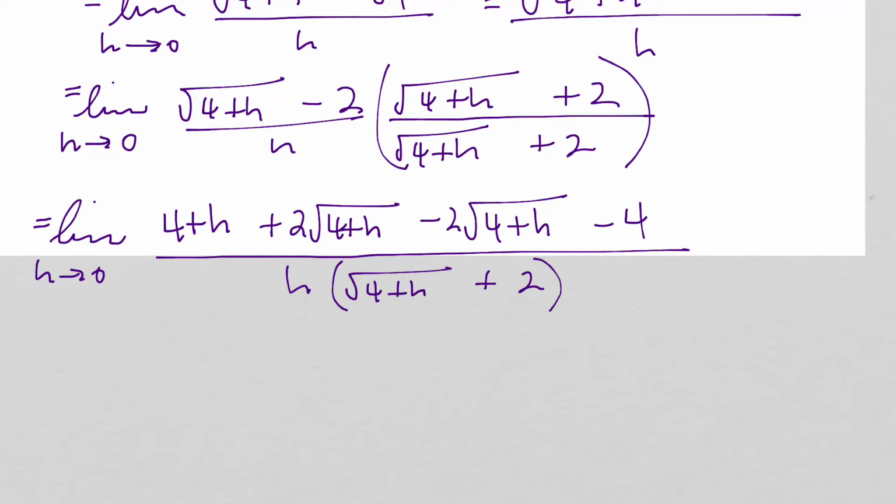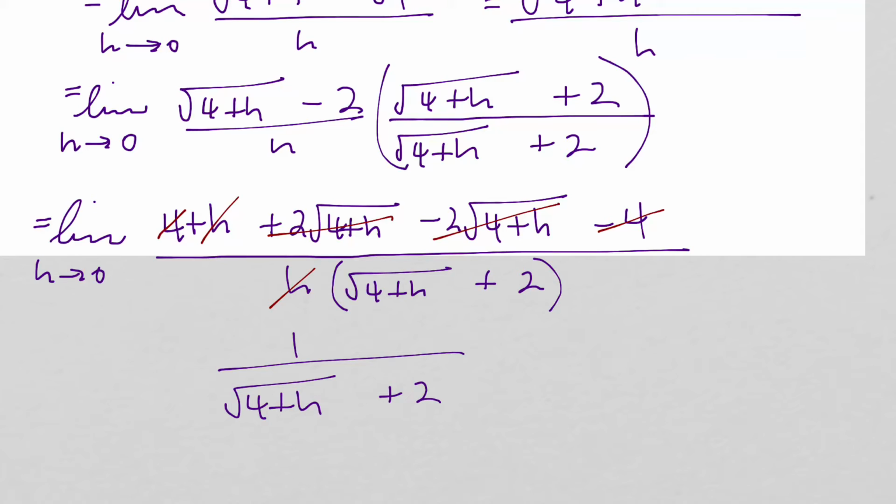All right, so let's cancel these out here. And then I've got 4 minus 4. All right, so I'm just left with h in the numerator and h in the denominator. So all of that cancels out, and I'm just left with 1 in the numerator. And then in the denominator, I've got the square root of 4 plus h plus 2. So if I take the limit of that as h approaches 0, I'll be able to evaluate that limit because I won't have that 0 in the denominator anymore.